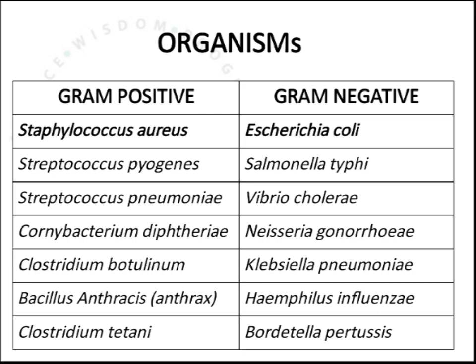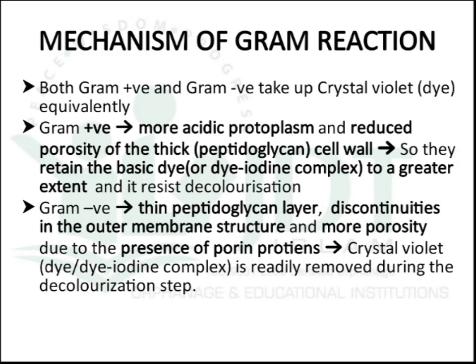Staphylococcus aureus, Streptococcus pyogenes, Streptococcus pneumoniae, Corynebacterium diphtheriae, Clostridium botulinum, Bacillus anthracis and Clostridium tetani are examples of gram-positive organisms. E. coli, Salmonella typhi, Vibrio cholerae, Neisseria gonorrhoeae, Klebsiella pneumoniae, Haemophilus influenzae, Bordetella pertussis are examples of gram-negative organisms. Now coming to the mechanism of gram reaction.